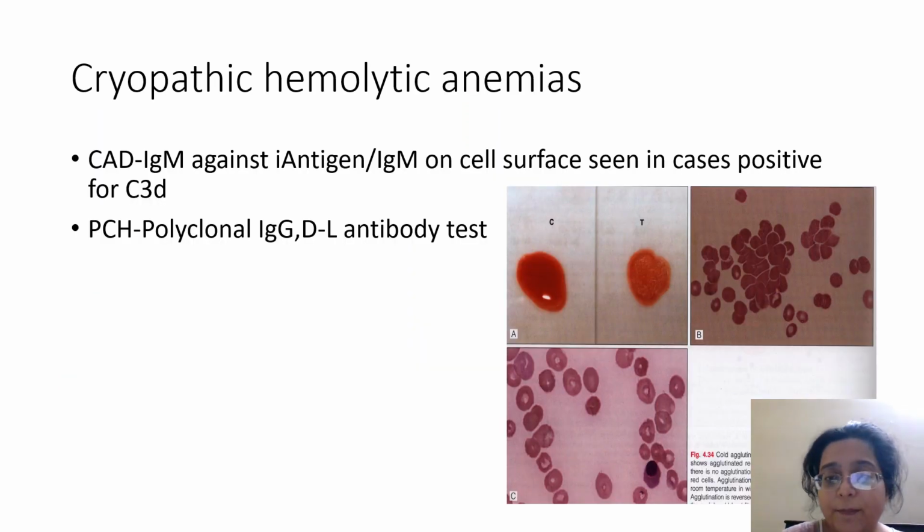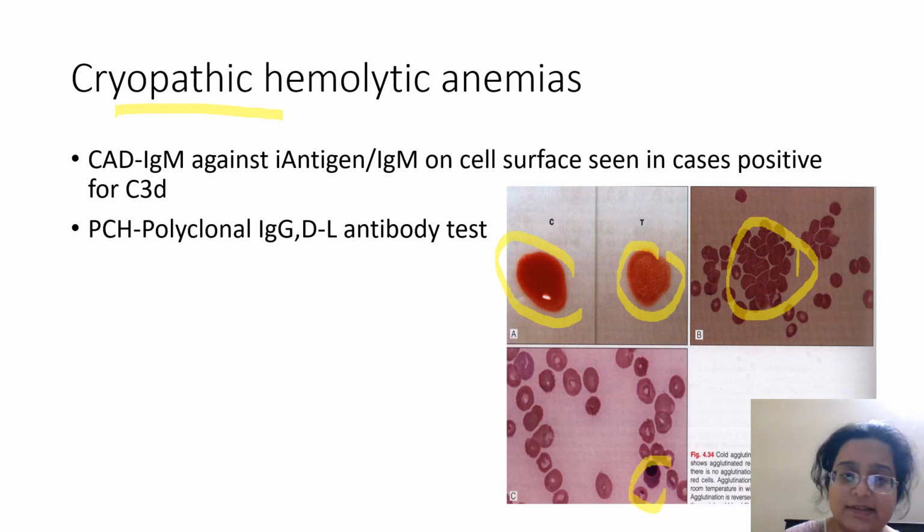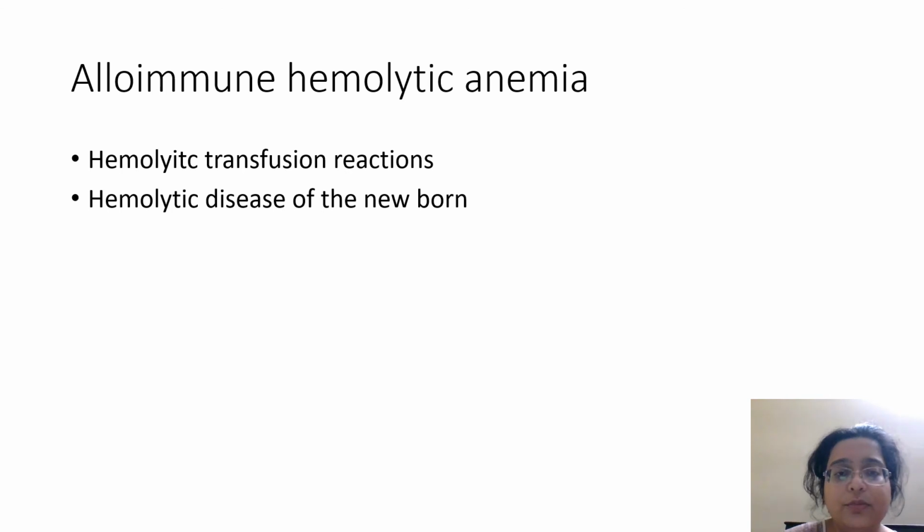Then they can be cryopathic. Again, you will see this kind of a coagulum as compared to a normal blood. These grape-like aggregates, NRBCs, spherocytes, the same principle. And PCH and CAD are the two important cold temperature autoagglutinins which you can see which lead to hemolysis. Alloimmune, I've told you, hemolytic transfusion reactions, where the antibody comes from outside, not created by the body itself.